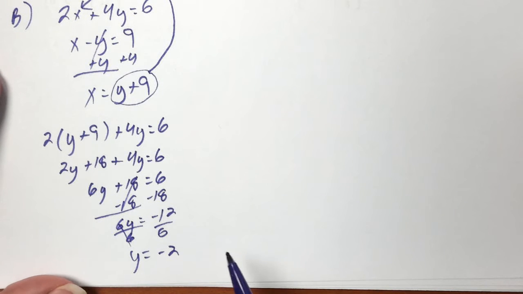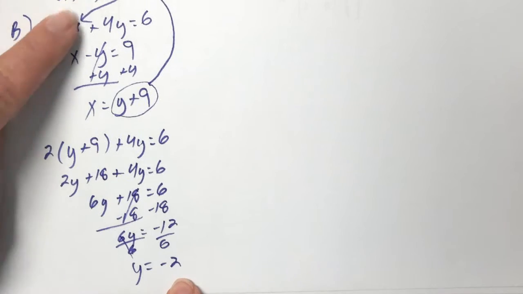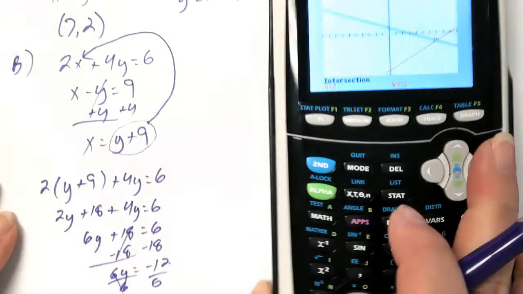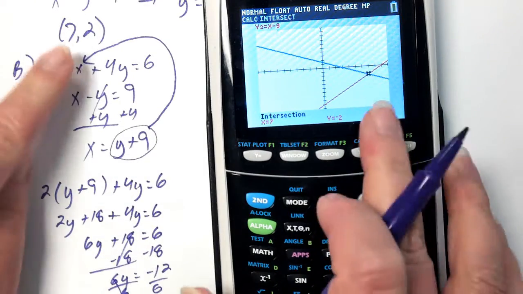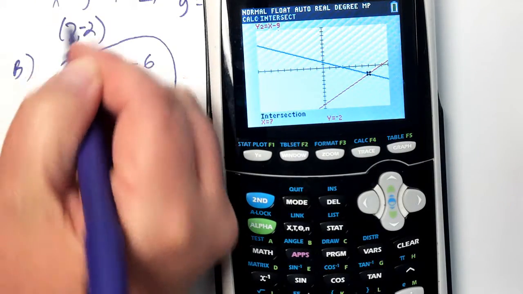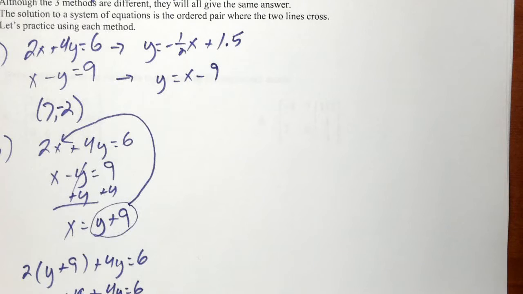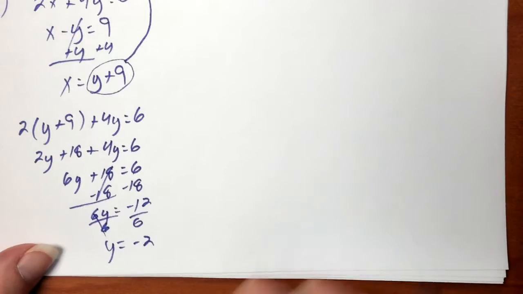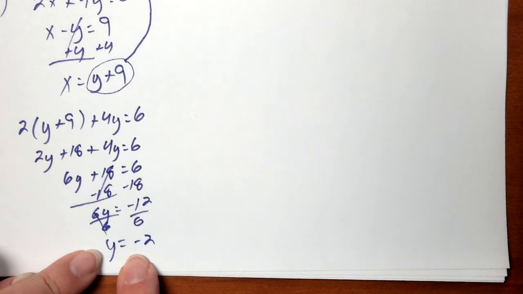Now that's the y. And that does match the, oops, where did I mess up? Oh, because I wrote it wrong over here in my graph. They cross at 7, negative 2, don't they? And I just left my negative off. Sorry about that. So the lines crossed at 7, negative 2. So when I solve using substitution, I got negative 2 for y.